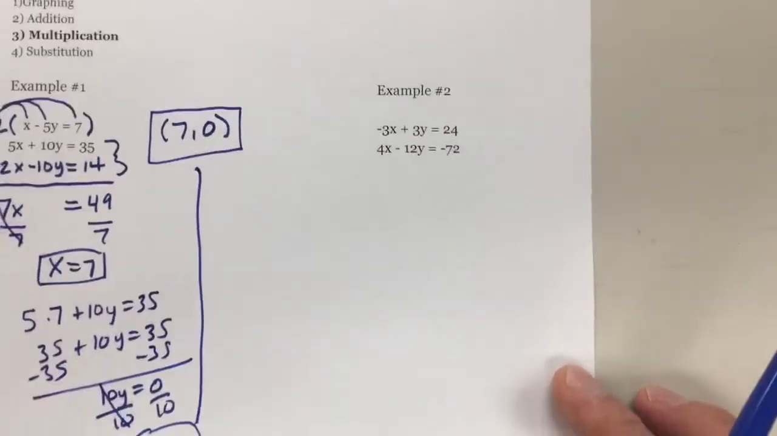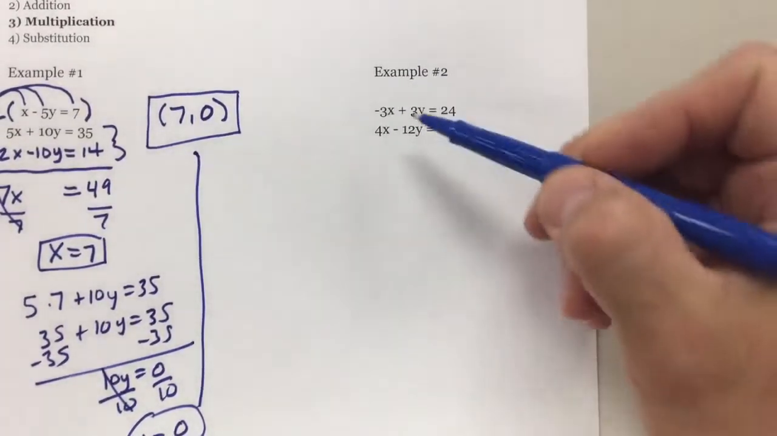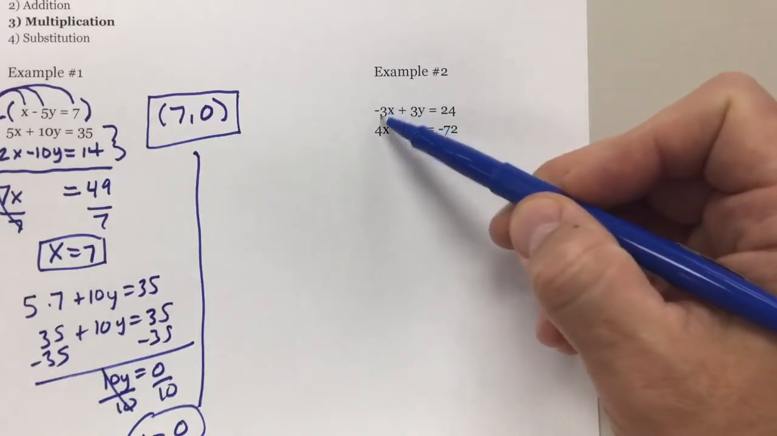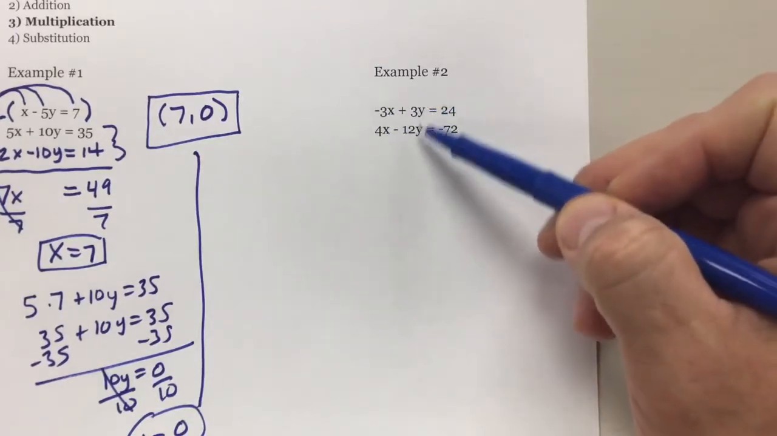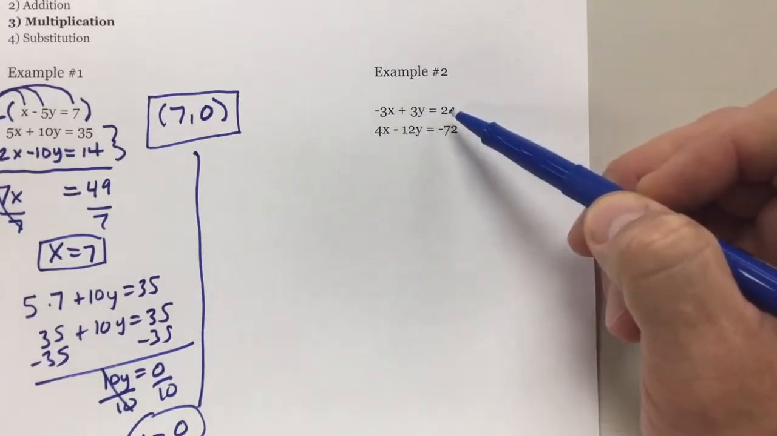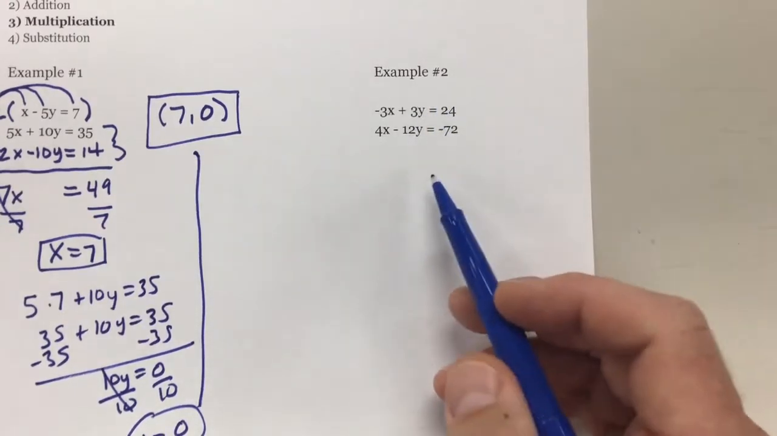Let's try example 2. Again, nothing would cancel out. If I added these two together, I'd get x. If I added these two together, I'd get negative 9y. So I need to get something to cancel out.